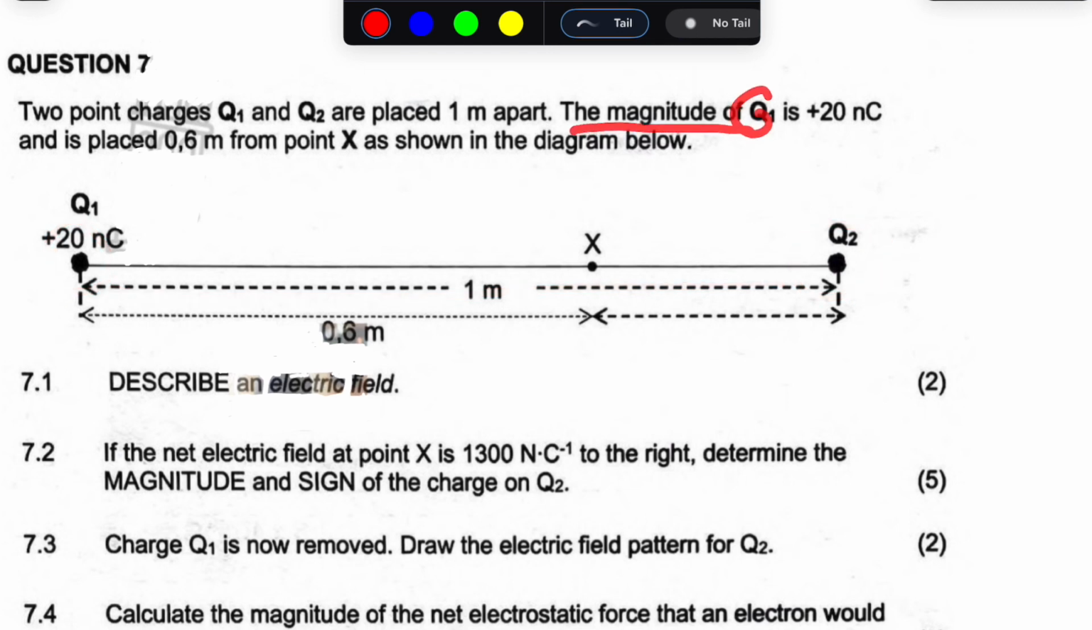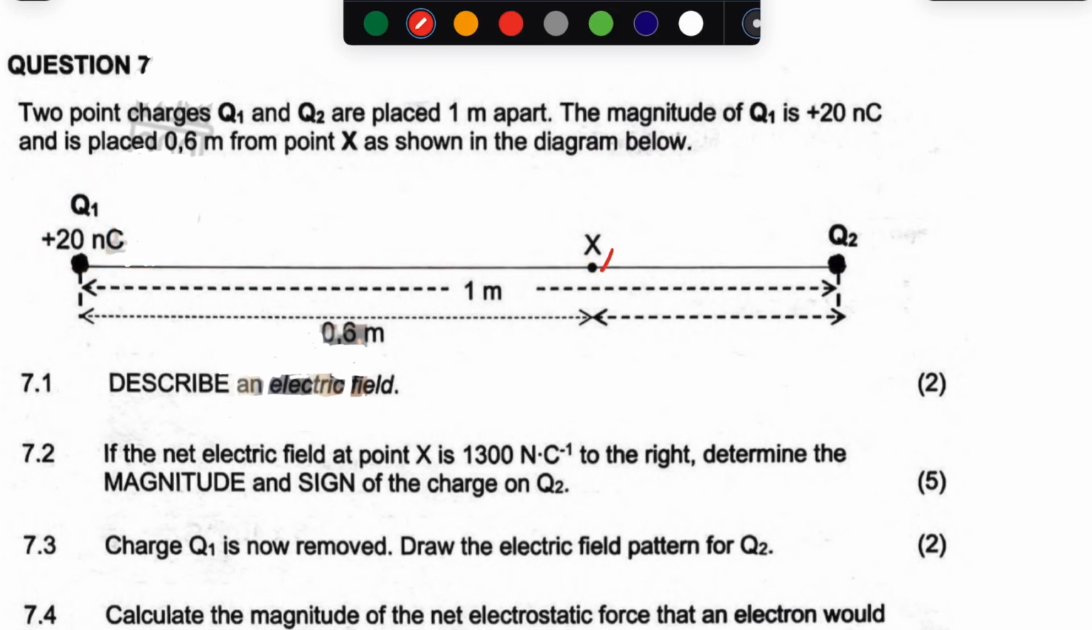The magnitude of Q1 is positive 20 nanocoulomb and it is placed 0.6 meter from point X, as shown in the diagram below. If you look at Q2, we're not given the magnitude of that, and it is placed some distance from point X. But what do you need to understand? If the whole distance between Q1 and Q2 is 1 meter, and Q1 is 0.6 from point X, that simply means this distance is the difference between 1 and 0.6, which is 0.4 meters, right?